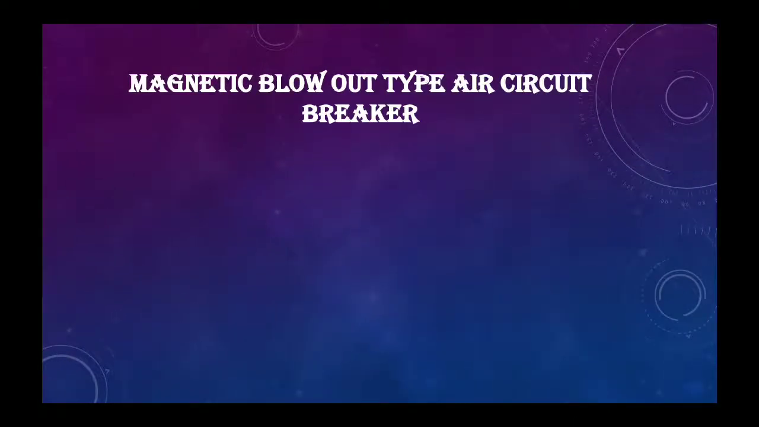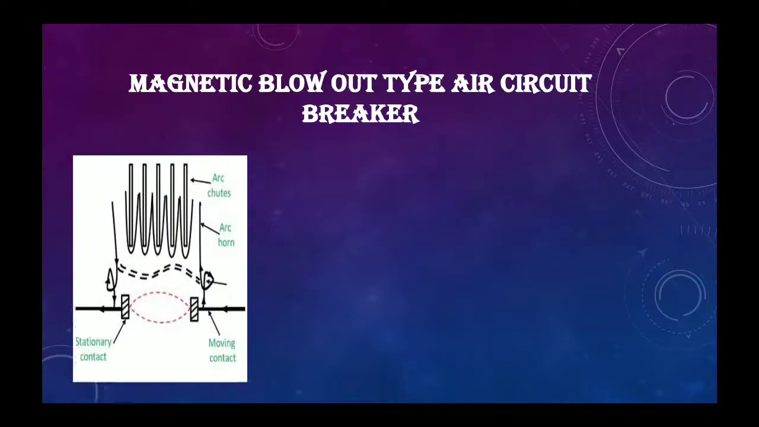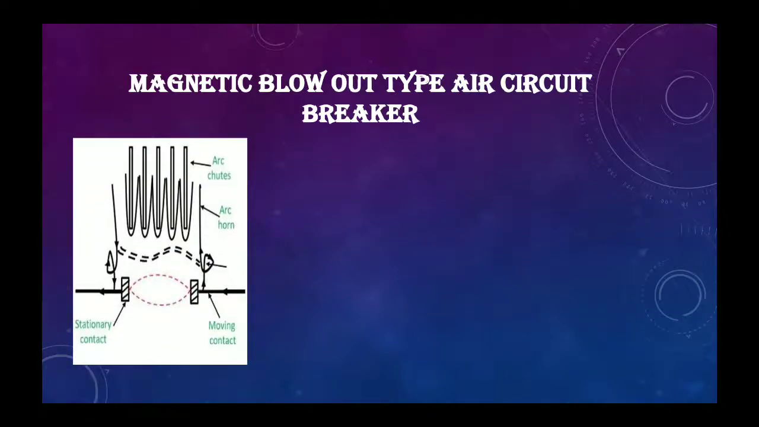Now the next one is the magnetic blowout type air circuit breaker. Here you can see the image of a magnetic blowout type air circuit breaker. These are the arc chutes. This is the arc horn. This is the moving contact, and that is the stationary fixed contact.